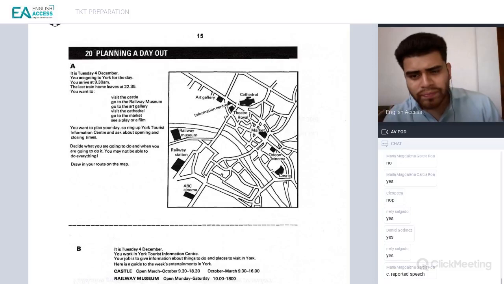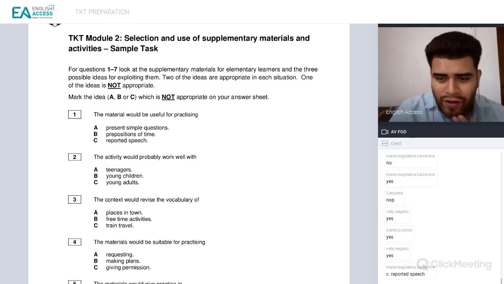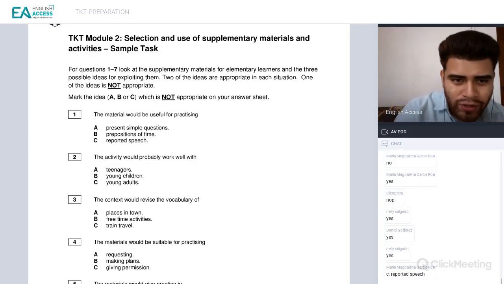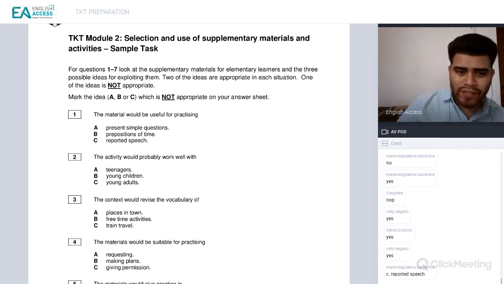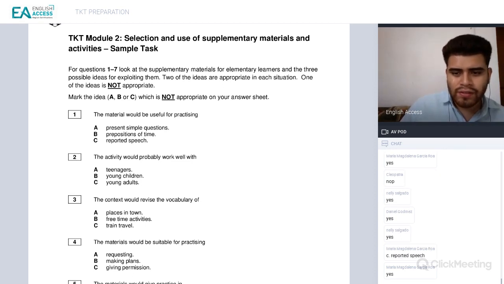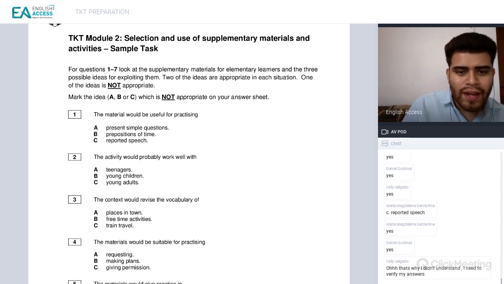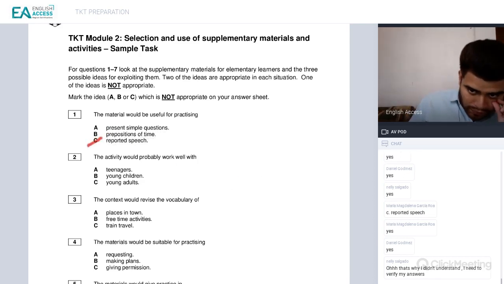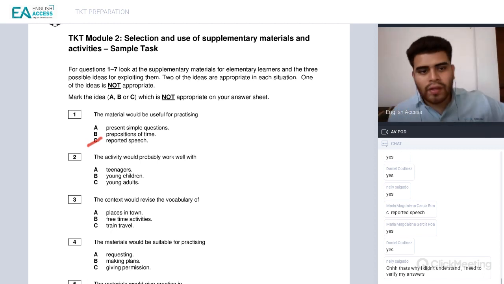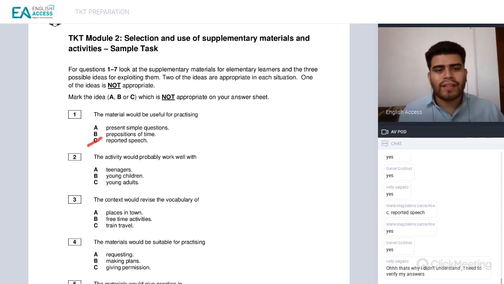Okay. So, Magdalena, you said that the material would be useful for practicing the present simple questions, the prepositions of time, but not the reported speech, correct? All right, very good. So, the thing that is not appropriate is C. Yes, the thing that is not appropriate is C.